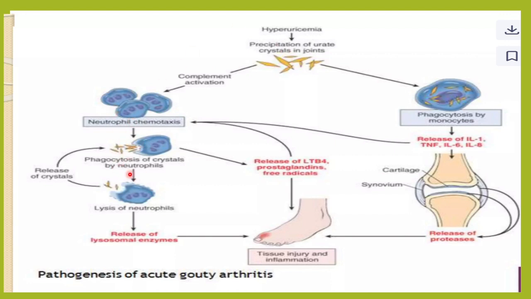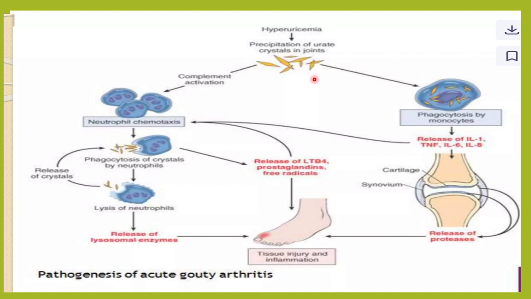So they start eating these crystals. They start removing the crystals. They know that this is not supposed to be here. So they start cleaning the crystals. And this neutrophil will be lysed. After a certain time, this neutrophil will be lysed, and there is release of these lysosomal enzymes. Also, when they are phagocytizing these crystals, there will be release of prostaglandins, free radicals, inflammatory mediators, etc., which will cause tissue damage, tissue injury, local inflammation, etc., which will be responsible for the symptoms of gout.